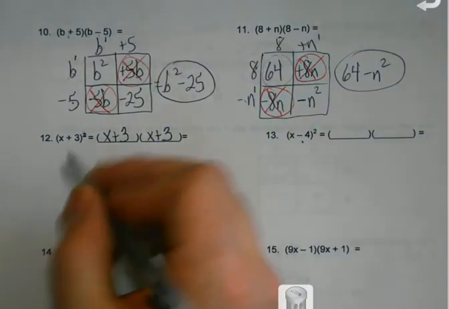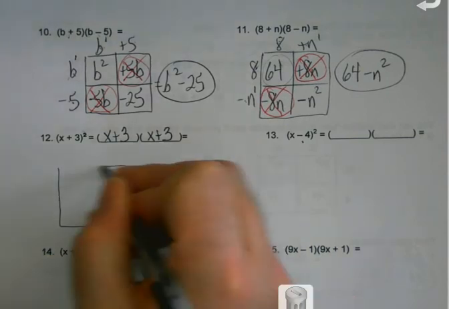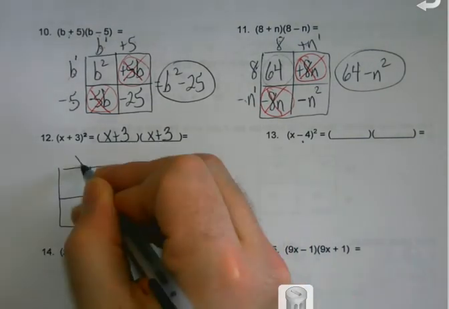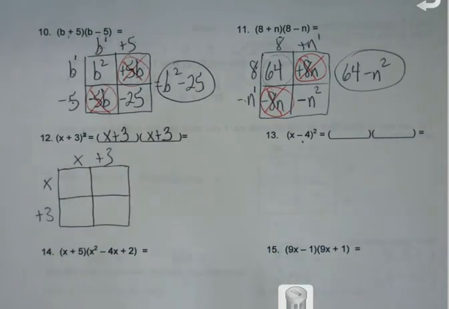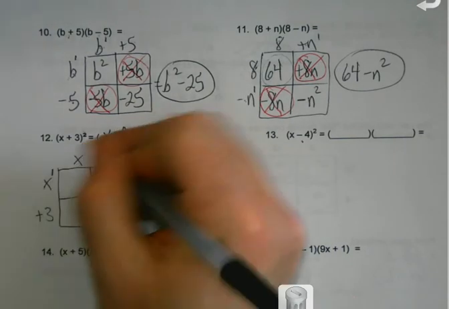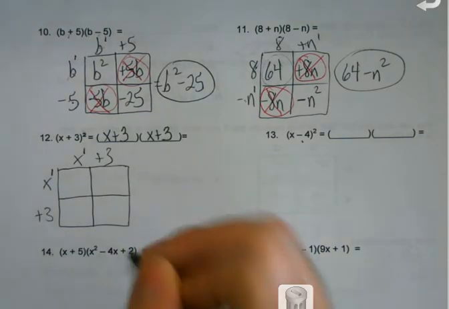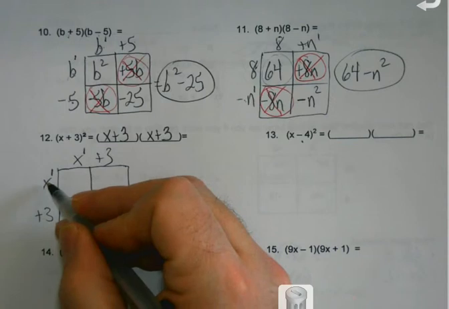So if I have 2 of them, I need to do what we've been doing on all of these, and I need to actually multiply this out, because you're going to find out it's not just x squared and 9, there's another term in the middle that's going to happen.